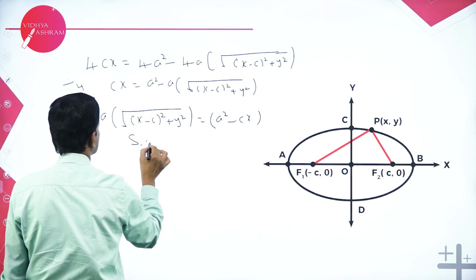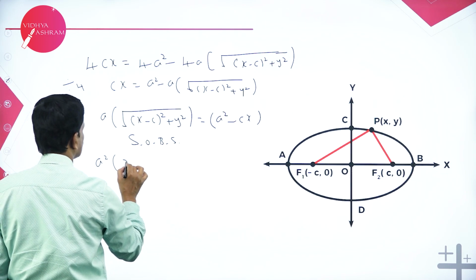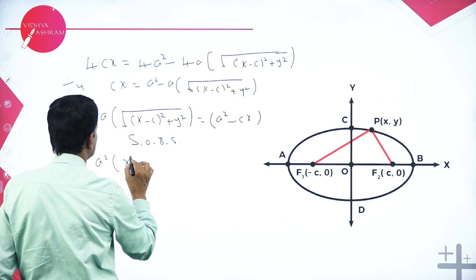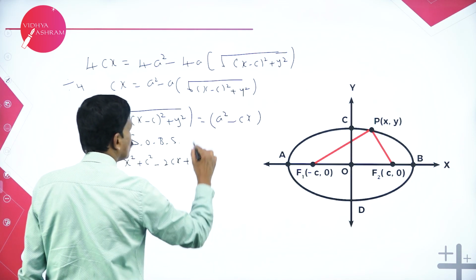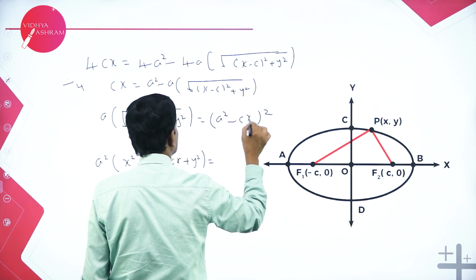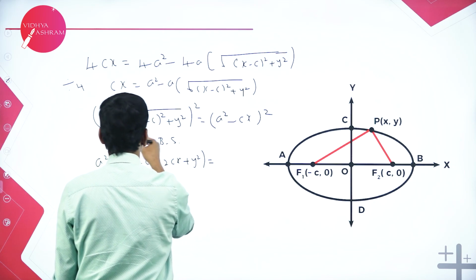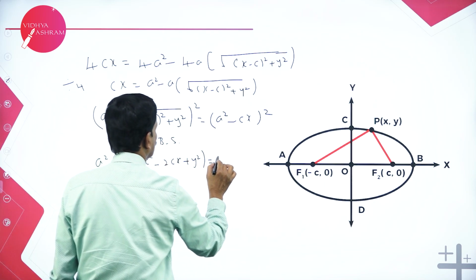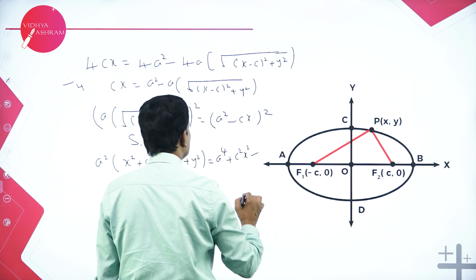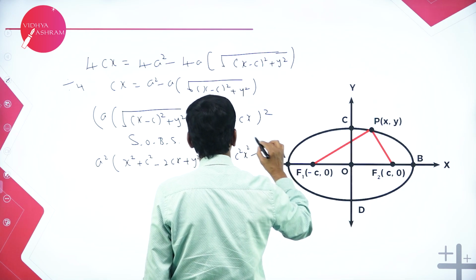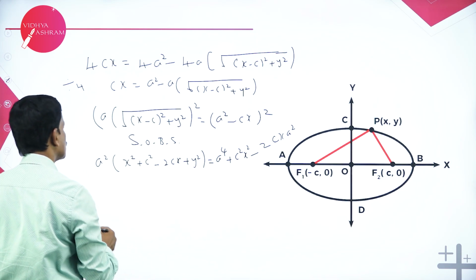Now squaring on both sides, the square root gets cancelled. Again apply (a minus b) whole square: a square plus b square minus 2cx plus y square is equal to, if we square this whole square, so what happens? Squaring on both sides, the square root gets cancelled, so a to the power of 4 plus c square x square minus 2ab, 2 into a into cx into a square. Now what happens? Just multiply it.